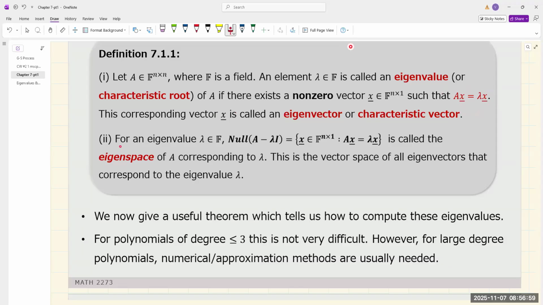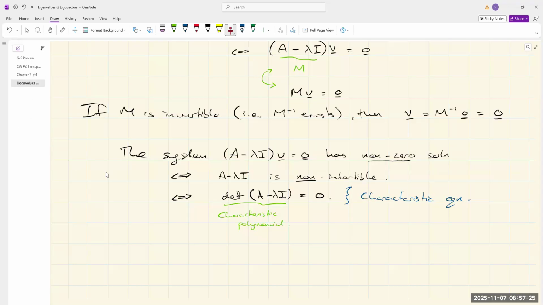So for an eigenvalue, lambda, let's break this down. What is this? The null, remember, null means the null space. The null space of A minus lambda I. So this A minus lambda I, remember where we got that from? We saw that somewhere, right?